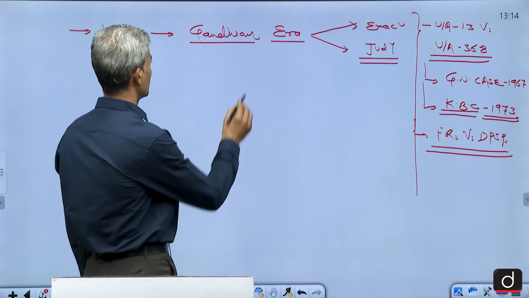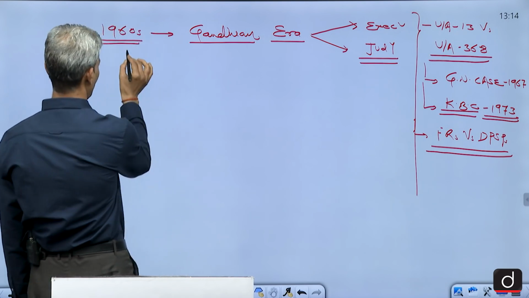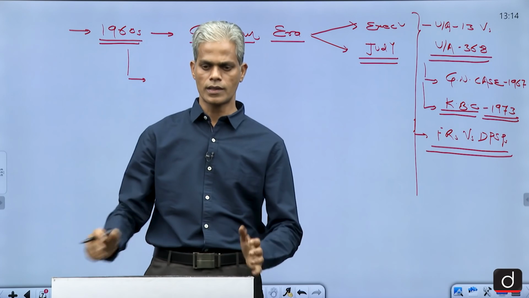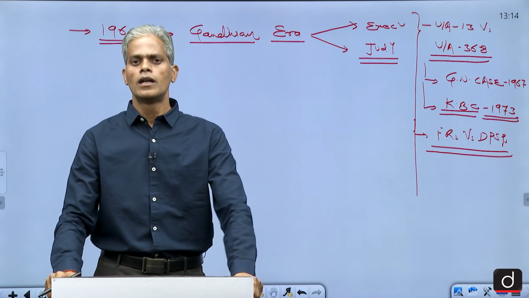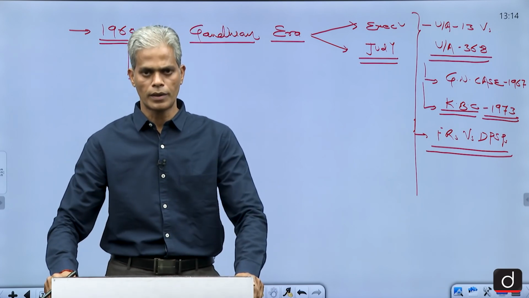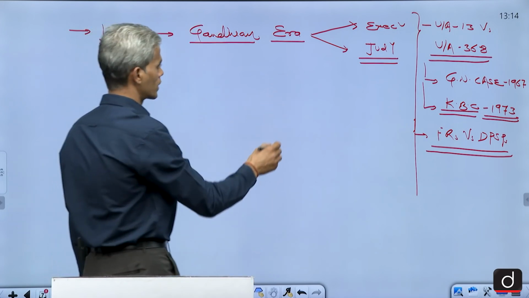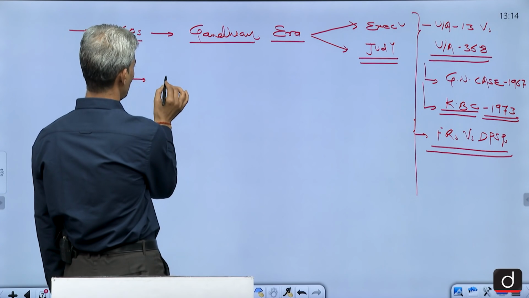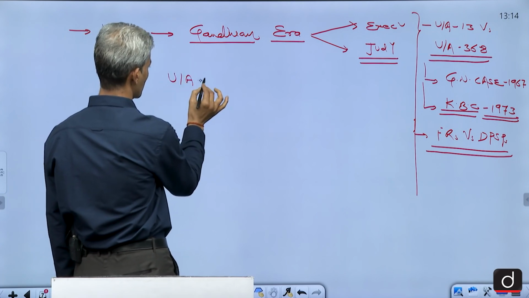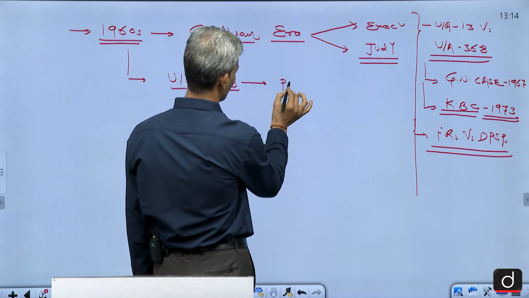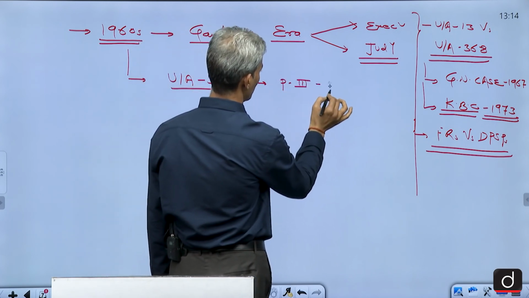Now, in the Gandhian era, as far as the Kesavananda Bharati case was concerned, the historic verdict was delivered on 24th April 1973. There we saw that the legislature has the power to amend the Constitution under Article 368, which also included Part 3, that is, fundamental rights.